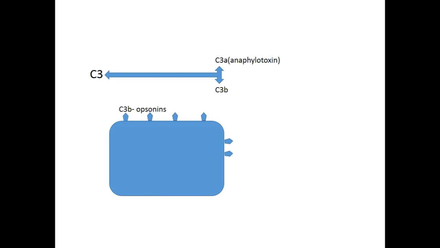Now this C3 convertase can act as a protease and divide C3 into C3a and C3b. Now C3a acts as an anaphylatoxin just like C4a, and C3b will act as an opsonin. In fact, C3b is the most important opsonin, and it will attach to the surface of the pathogen, and it will give signals to the nearby macrophages that, see, I have an opsonized pathogen. Now you can come and gobble it up.